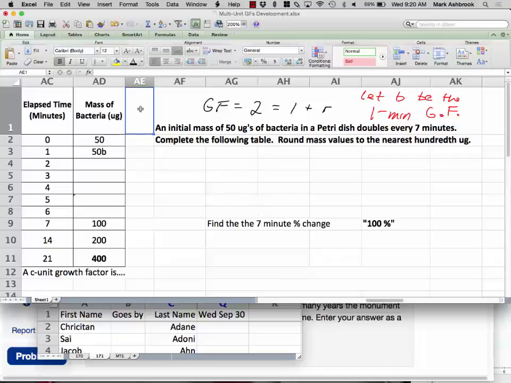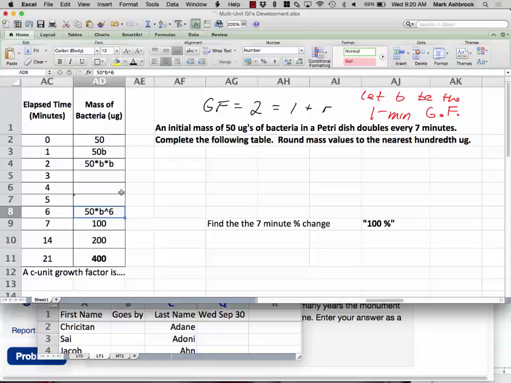Okay, now what is going to be the mass after 2 minutes? 50B squared, right? Every minute you multiply by the growth factor to get the amount the next minute. So it's going to be 50B squared, or 50 times B times B. What about after 6 minutes? You're going to have multiplied by B 6 times, so it'd be 50B to the 6th. This is the essence of what we've been talking about the last week with exponential growth: repeated multiplication on the output by the growth factor to get the next output.